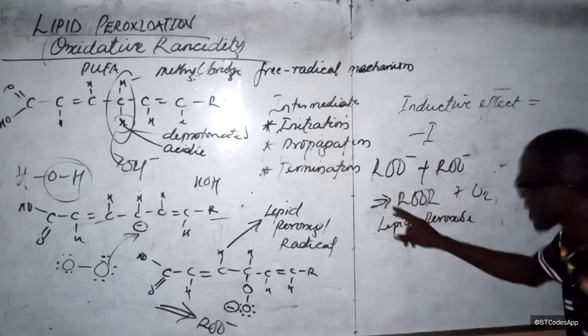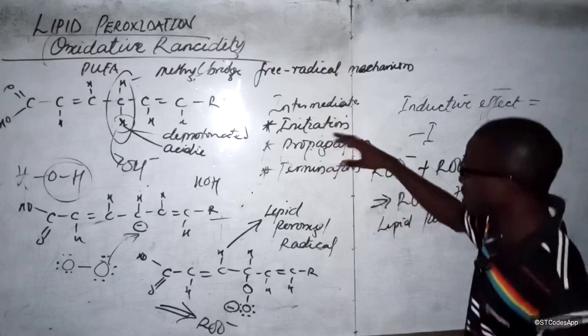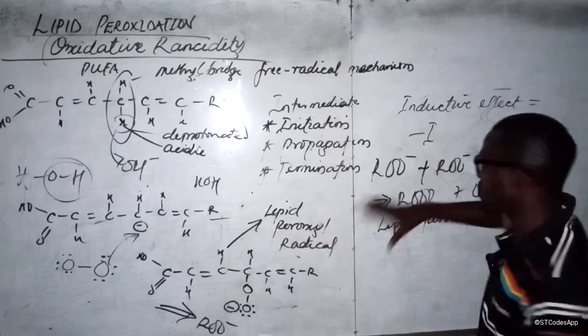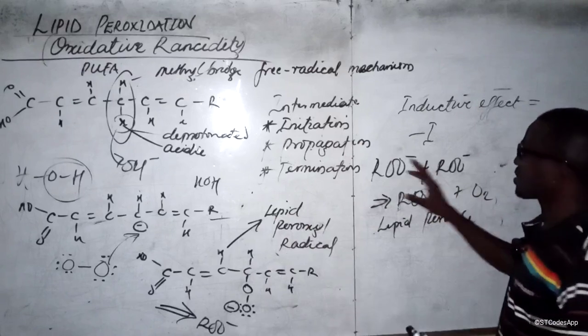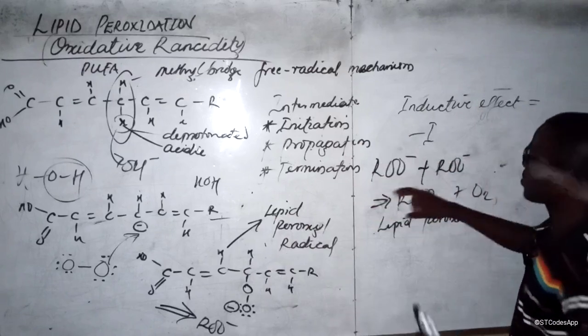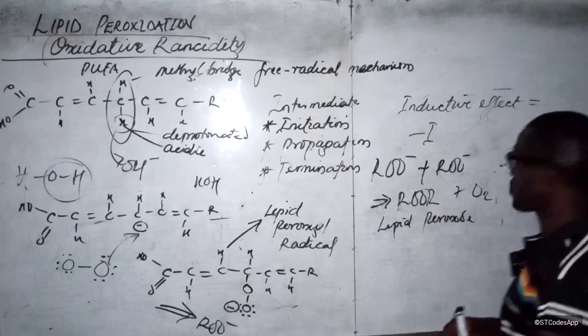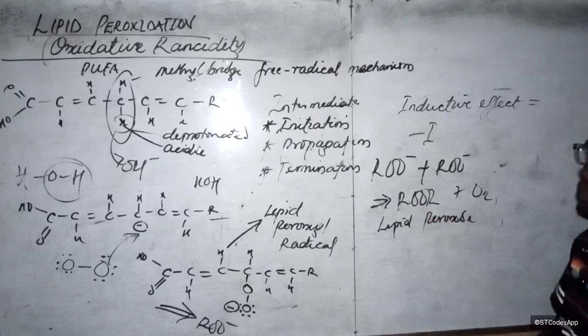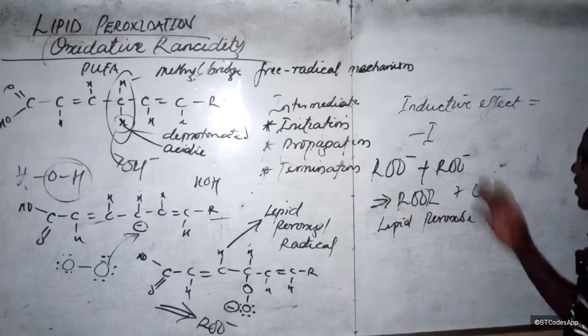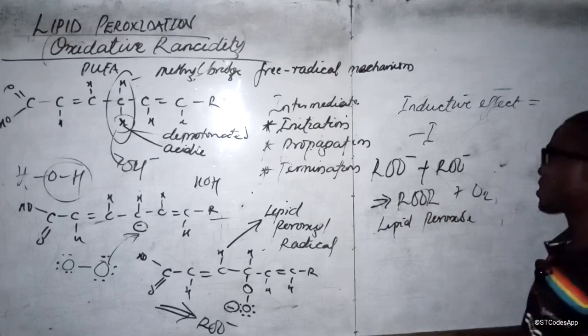So the propagation step is where many of these radicals are formed, and then the termination step is where the lipid peroxyl radicals come together and form lipid peroxide. So that is what takes place in oxidative rancidity.